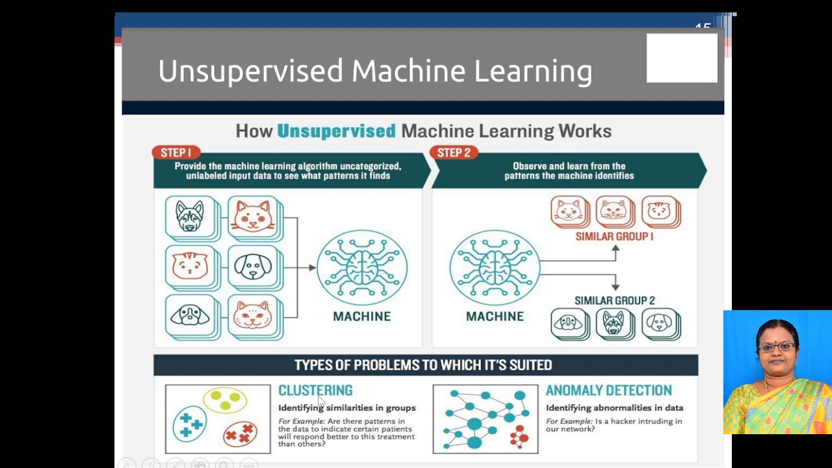Okay, so there are types of problems where unsupervised learning is used. One area is clustering, and another is anomaly detection. In clustering, for example, are there patterns in the data to indicate certain patients will respond better to a treatment than others? So in areas like healthcare, I may want to know whether a particular analysis can help differentiate the patients. In such a case I can use unsupervised learning. Also, if I want to find whether any hackers or intruders are in our network, for such classification I can use unsupervised learning.